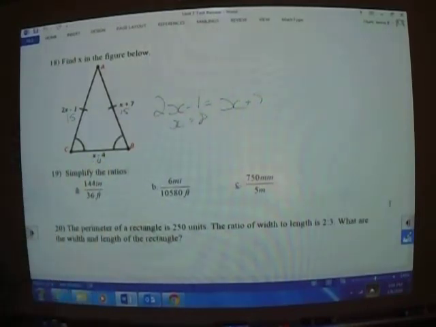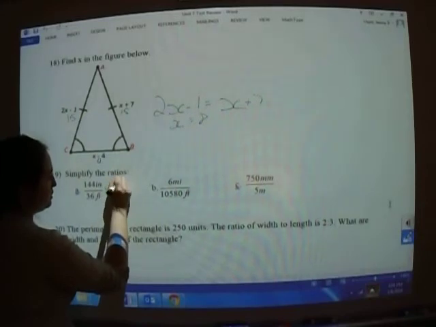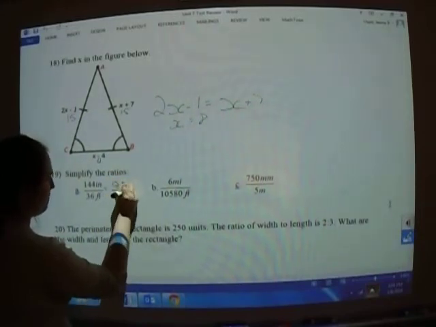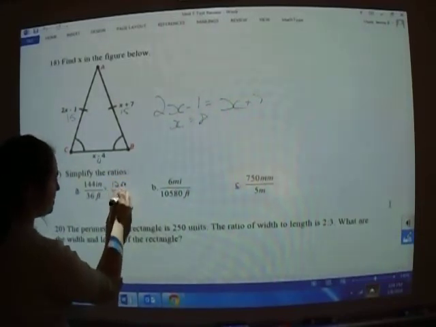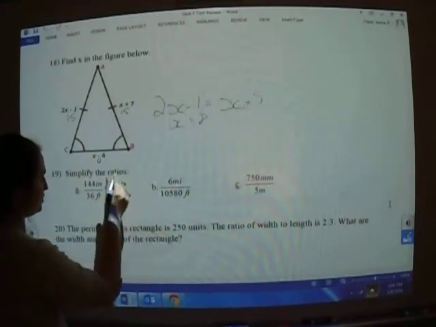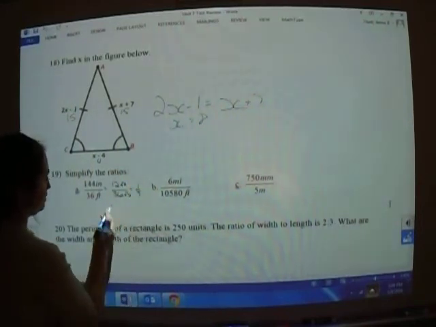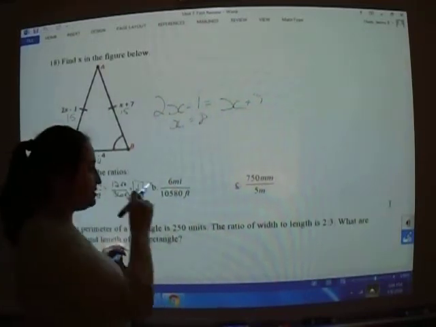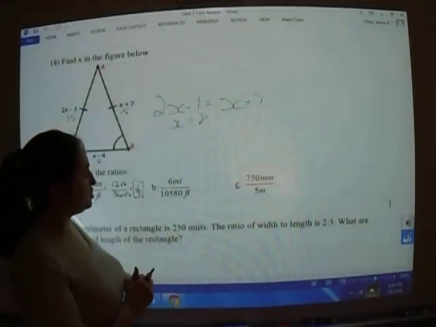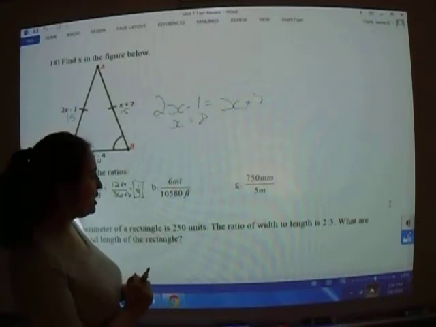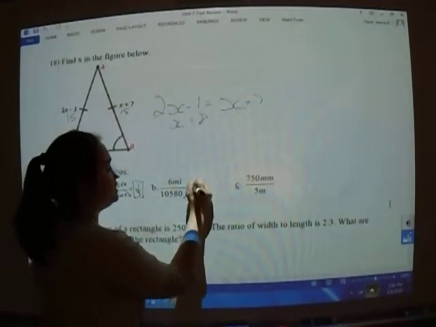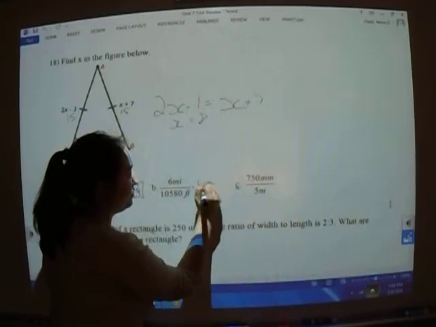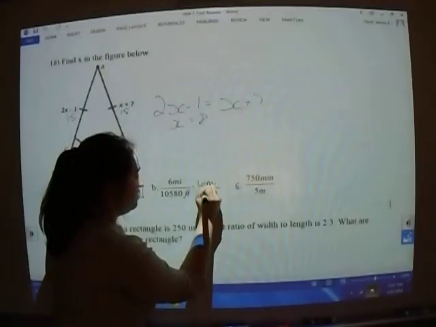Okay? Simplify the ratios. There are 12 inches in a foot. So this is 12 feet over 36 feet, right? So, which is 1/3, right? So that's the ratio, 1/3. 5,280 feet is equal to 1 mile. So this is 6 miles over 2 miles.